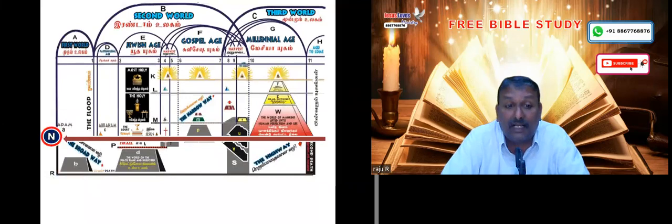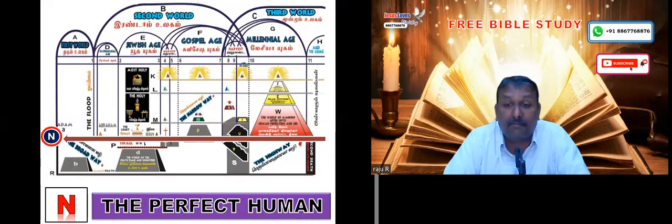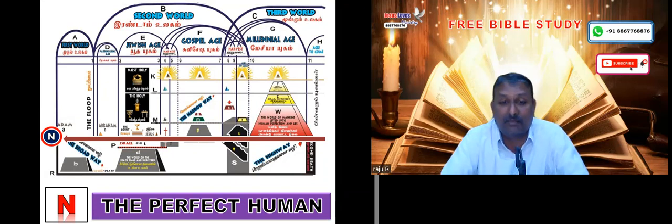So, plane R. And above plane R, there is plane N, capital N. That represents the plane of perfection, the plane on which Adam was created. You see, Adam was created in the image of God. God told that man is beautiful, and man is in his image, and he recognized that this is good in the sight of God.